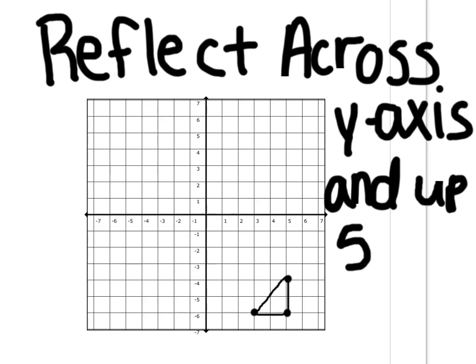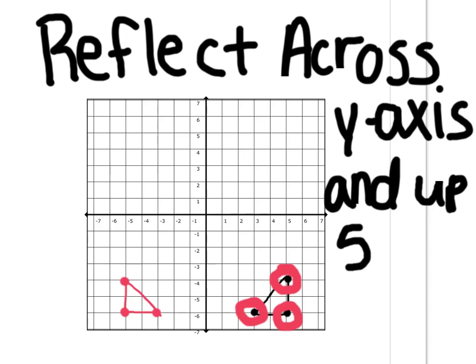Alright, if we reflect across the y-axis, this point, it's at 3, negative 6, so it becomes negative 3, negative 6. This one is at 5, negative 4, so it becomes negative 5, negative 4. And this one is at 5, negative 6, so it becomes negative 5, negative 6.